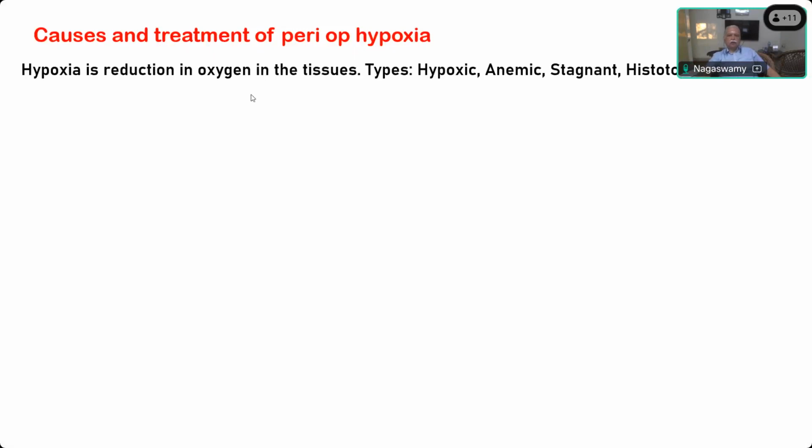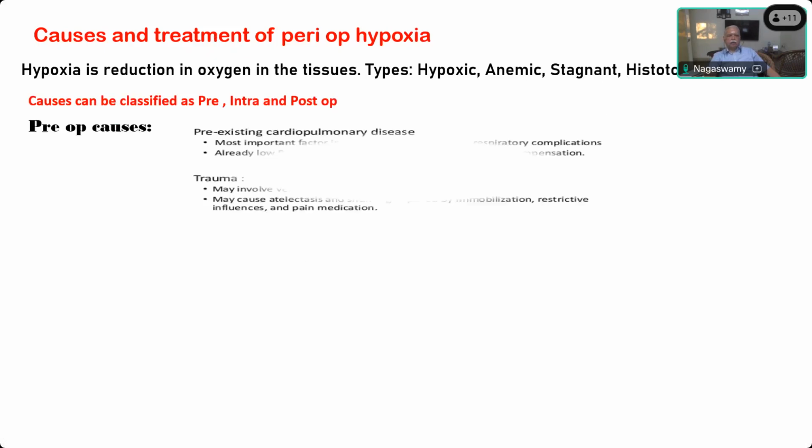So first, the definition of hypoxia is reduction in oxygen in the tissues, and that may be because of the 4 reasons commonly known: hypoxic hypoxia, anemic hypoxia, stagnant, and histotoxic. And it can be classified as pre, intra, and post-op. The pre-op cause is pre-existing cardiopulmonary disease. Patients who already have existing cardiopulmonary disease may come to you for surgery with an existing hypoxemia.